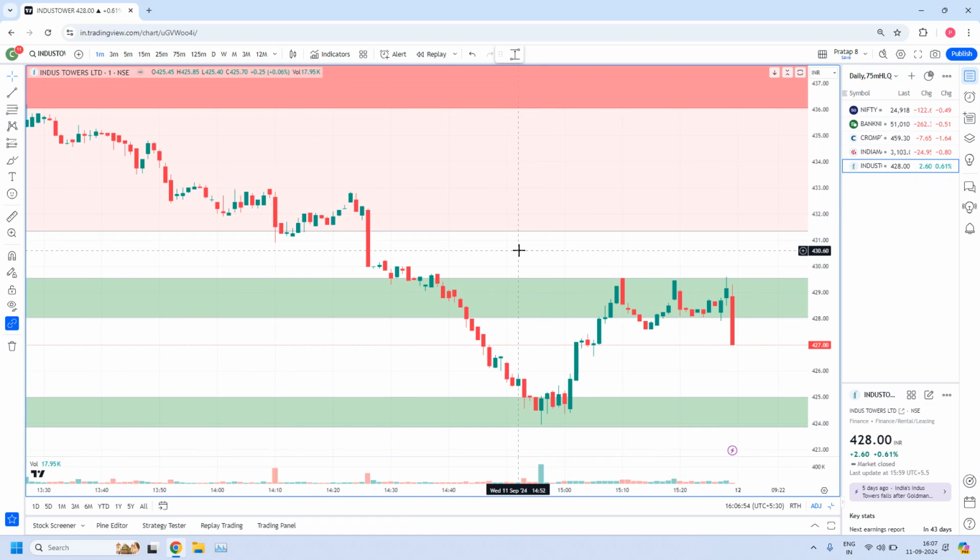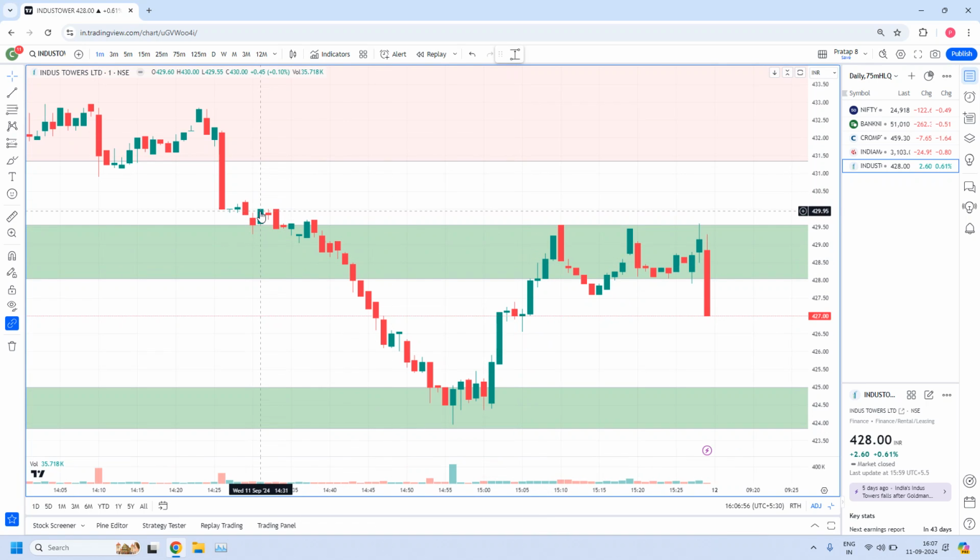Meanwhile, if any new zones are created, you will keep updating. See here, you have a rally base drop created. Now you are updating this. This is going to be your new stop loss to book the profit. These stop losses are not for exiting, for not-stopped-out trades. These stop losses are for booking the profit.